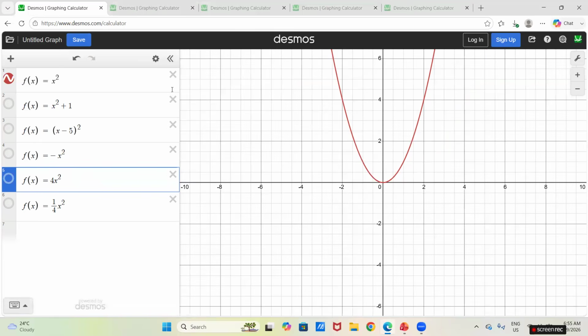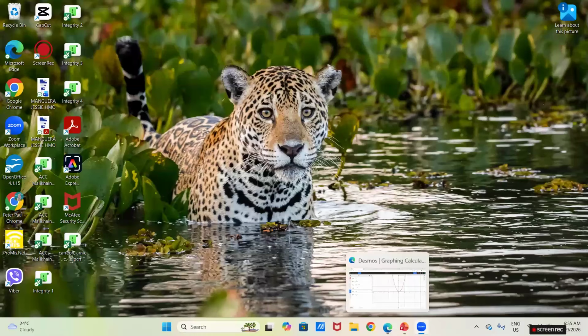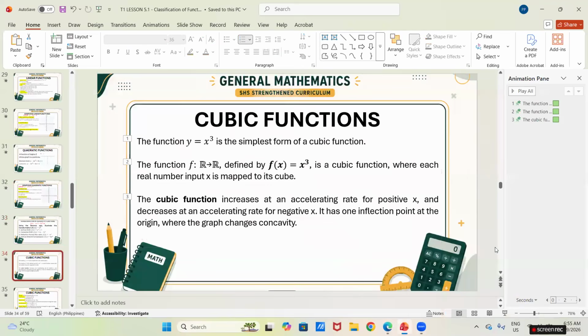So remember that even if a graph moves or changes direction, it is still a quadratic function. These are the different types of transformation of the quadratic function.